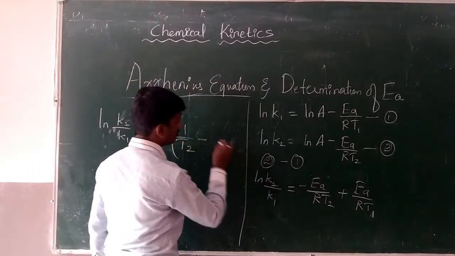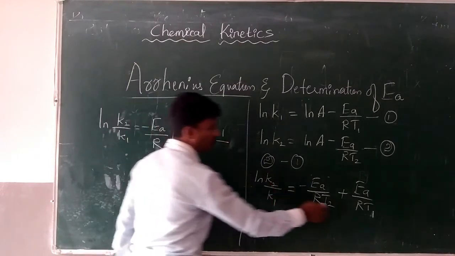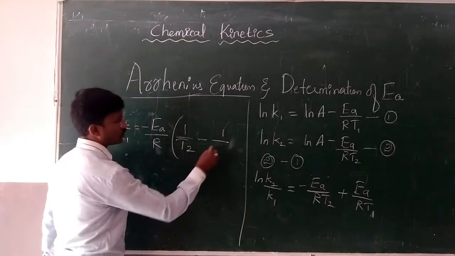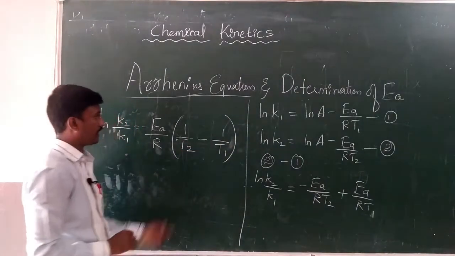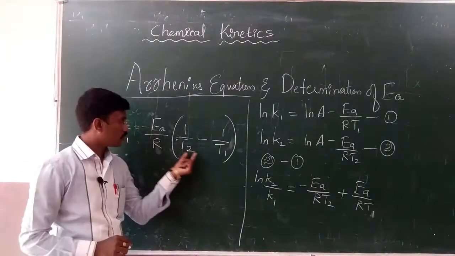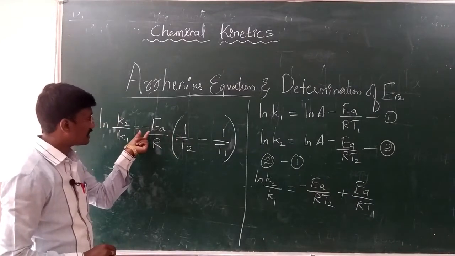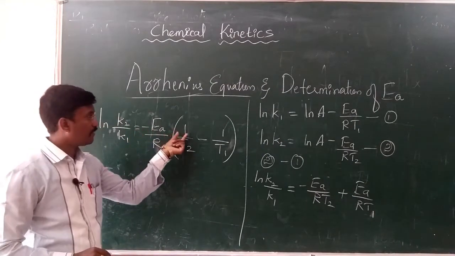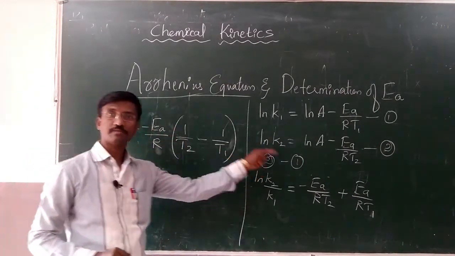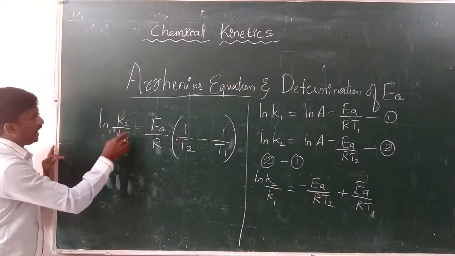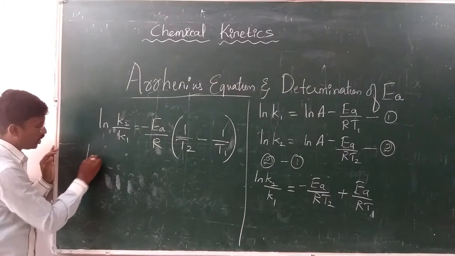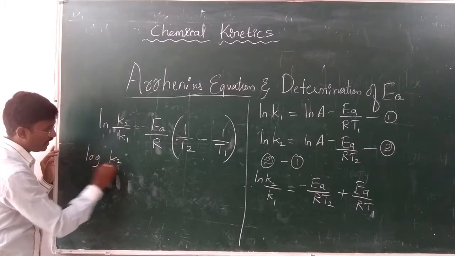Therefore, EA is taken common, remaining is 1, and below we have taken R as common, so remaining is T1. So while writing the representation, you may get this trouble. Keep in mind, I have taken minus EA common, and that minus becomes plus, and plus becomes minus. Therefore, by applying ln, we are converting that to log K2 by K1.